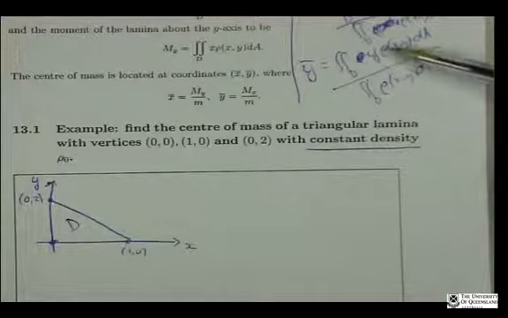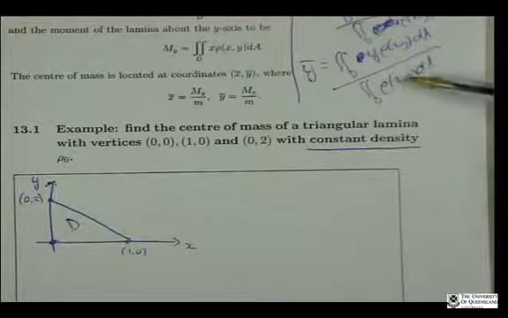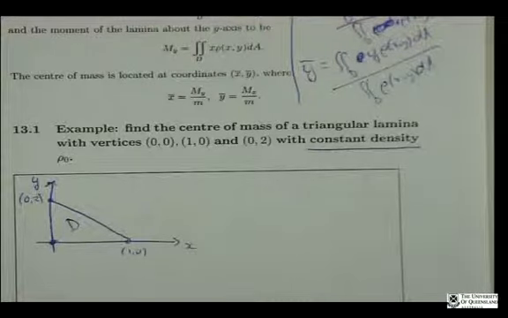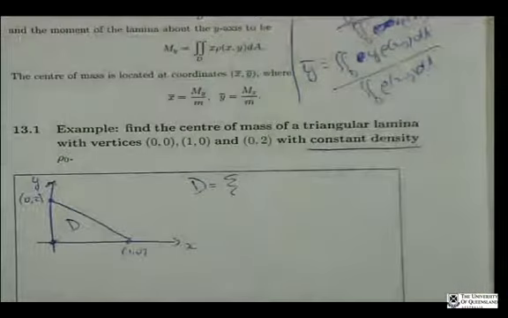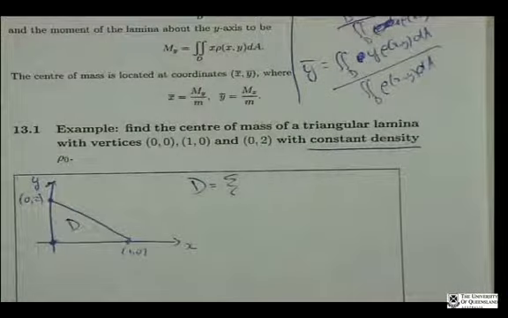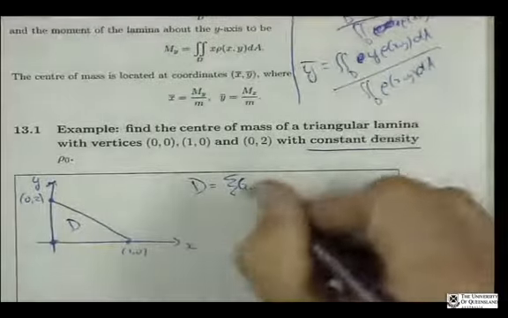So instead of rho of x, y in these formulas, we'll just have a rho naught that we can take outside the integrals, and you'll see they cancel in both cases. All right, so now we've got three integrals to evaluate. So now let's work out the expression for this region.